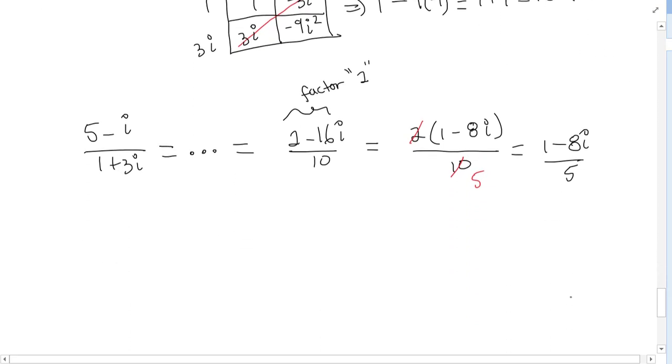And again, you can think about splitting up the real and the imaginary part. So this will be 1/5 minus 8/5 i. So 1/5 is the real part, negative 8/5 i is the imaginary part.